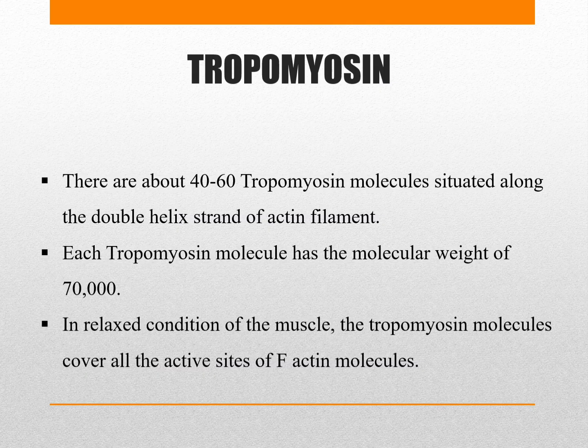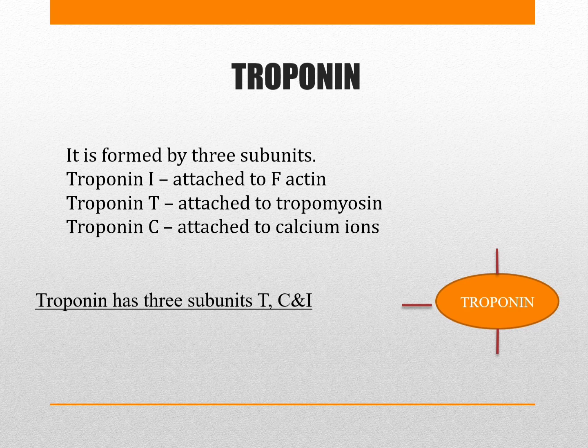Then tropomyosin. There are about 40 to 60. The tropomyosin molecules are situated along the double helix strand of the actin filament. Each tropomyosin molecule has a molecular weight of 70,000. In the relaxed condition of the muscle, the tropomyosin molecules cover all the active sites of the F-actin molecule. Then troponin. Troponin is one of the actin filament proteins. It is formed by three subunits, troponin I, T, C. I attaches to F-actin, T attaches to tropomyosin, C attaches to calcium ions. So totally troponin contains three subunits, that is T, C and I.